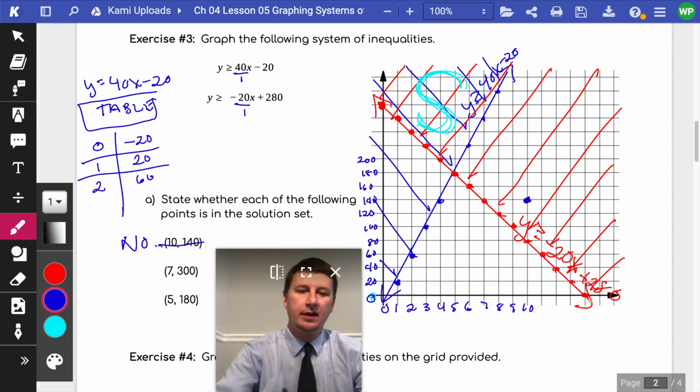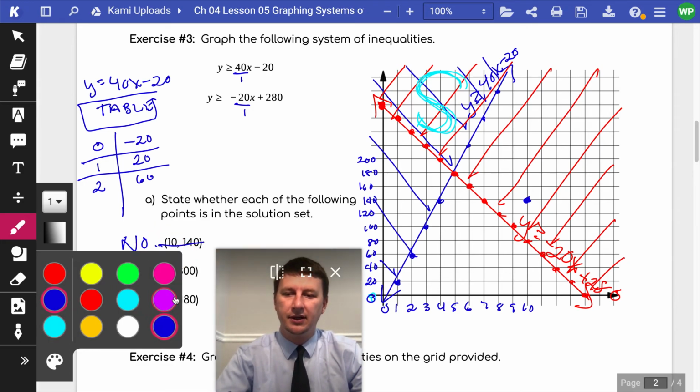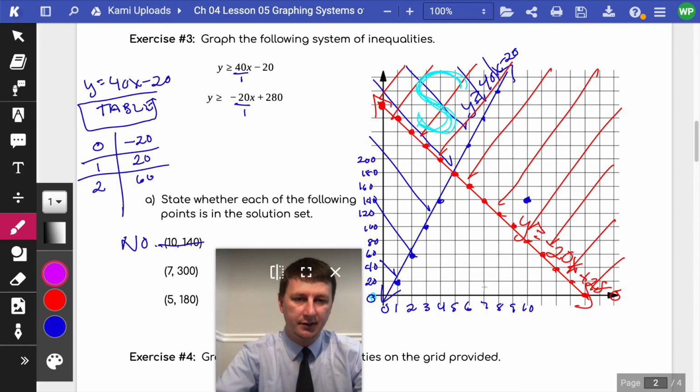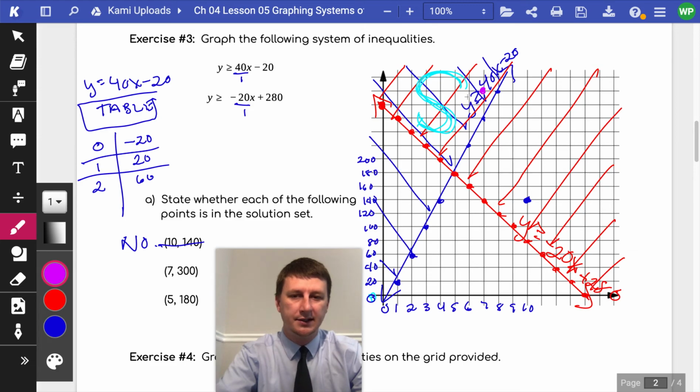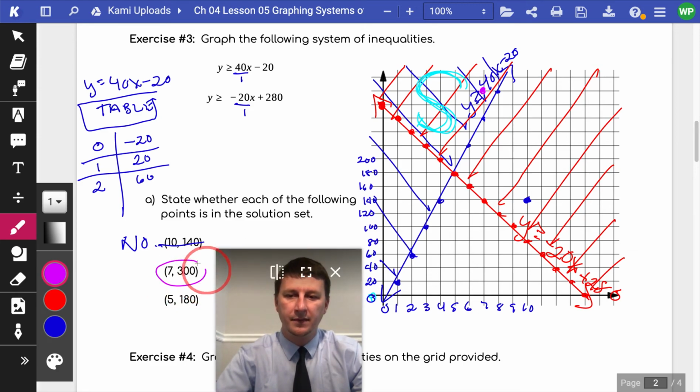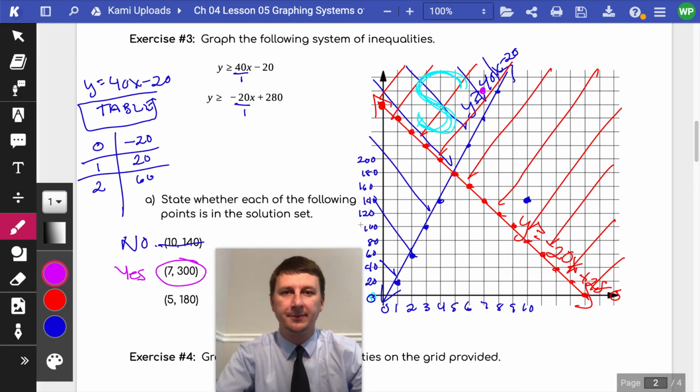We have 7, 300. Let's go to 7, 300 now. We're going to go to 7 and then up to 300, which is right there. And now 7, 300 is definitely in the solution set of both of the shaded areas. So yes, this one is in the solution set of the system of inequalities on this grid right here.